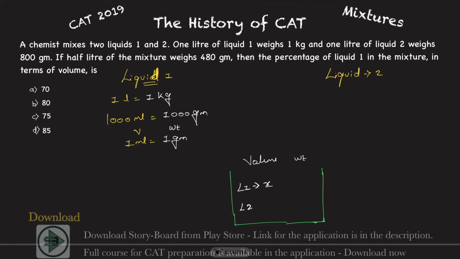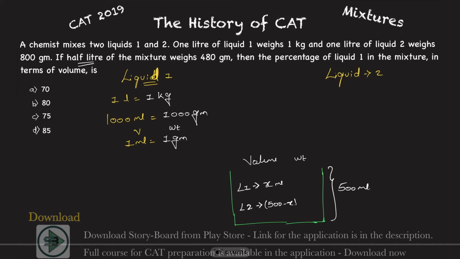What is the total volume of this mixture? That is half a liter, which means it is 500 milliliter. That's the total volume of this mixture, which means what part of the mixture is the volume of liquid 2? That is equal to 500 minus x. Quite clearly, because I am saying x milliliter is from liquid 1, so 500 minus x will be from liquid 2.